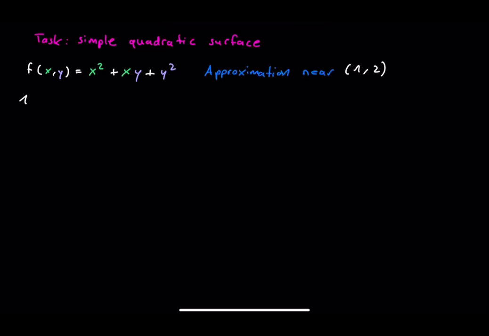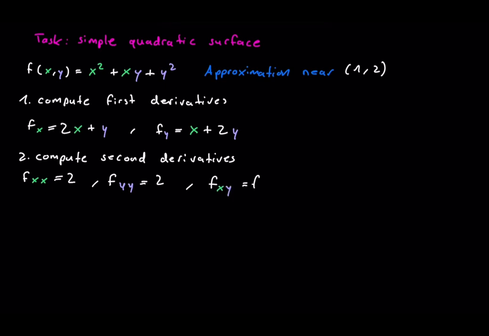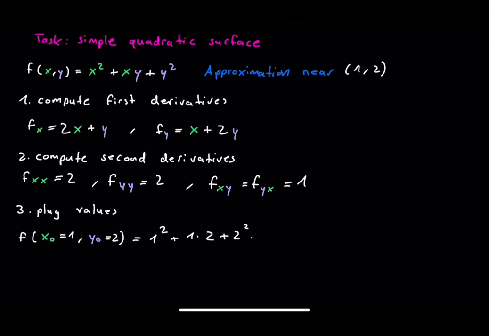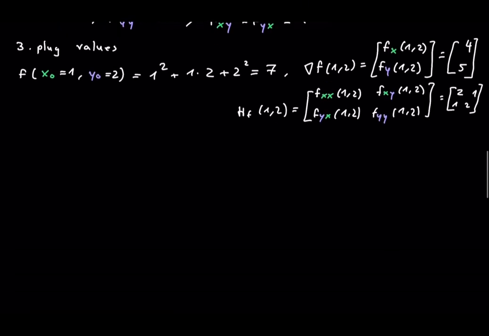Now let's see a concrete example. Take f of x, y equals x squared plus xy plus y squared and approximate it near the point (1, 2). Compute the derivatives. f sub x equals 2x plus y and f sub y equals x plus 2y. The second derivatives are f sub xx equals 2, f sub yy equals 2, and f sub xy equals 1. At the point (1, 2), f of 1, 2 equals 7. The gradient is [4, 5] transpose, and the Hessian is [[2, 1], [1, 2]].